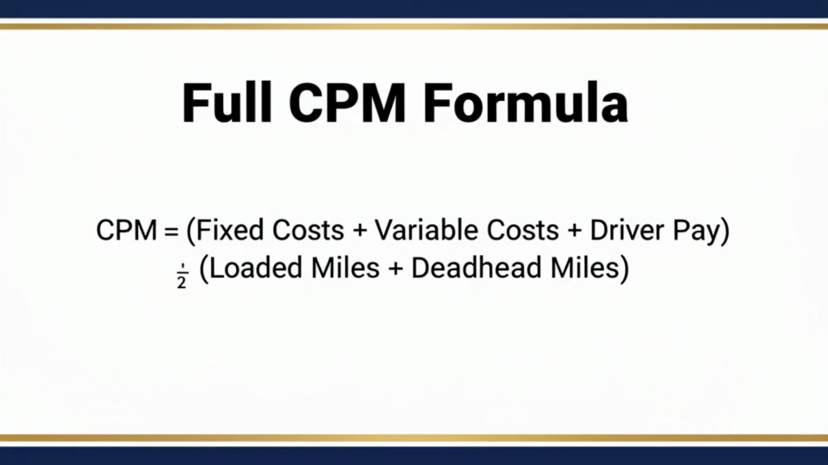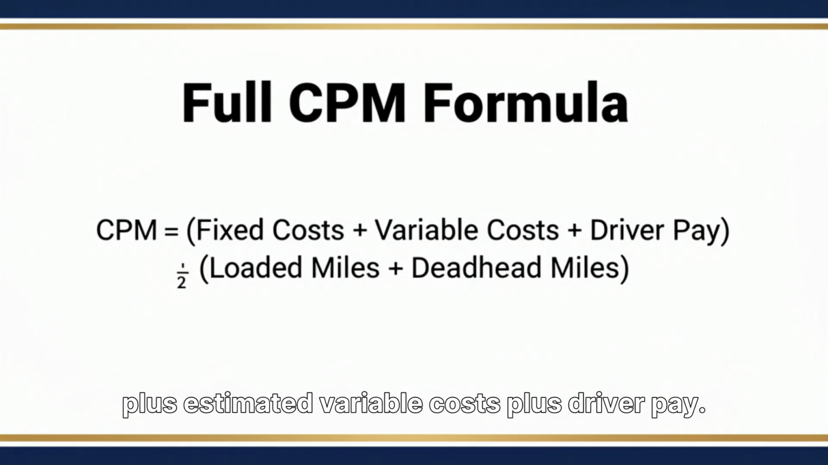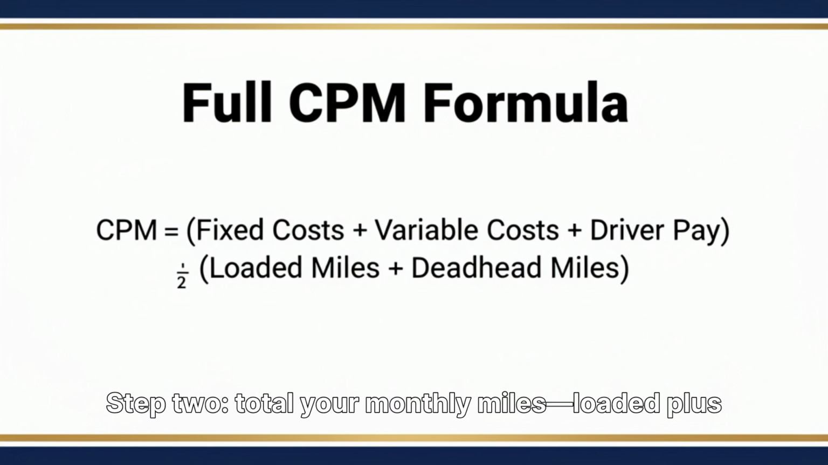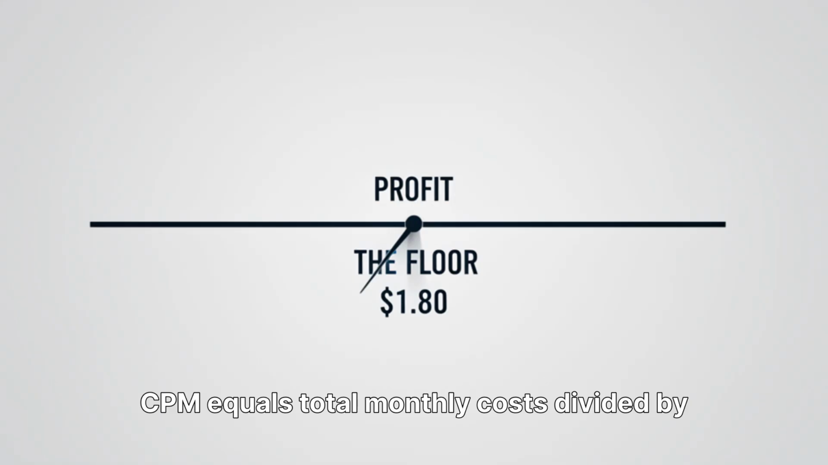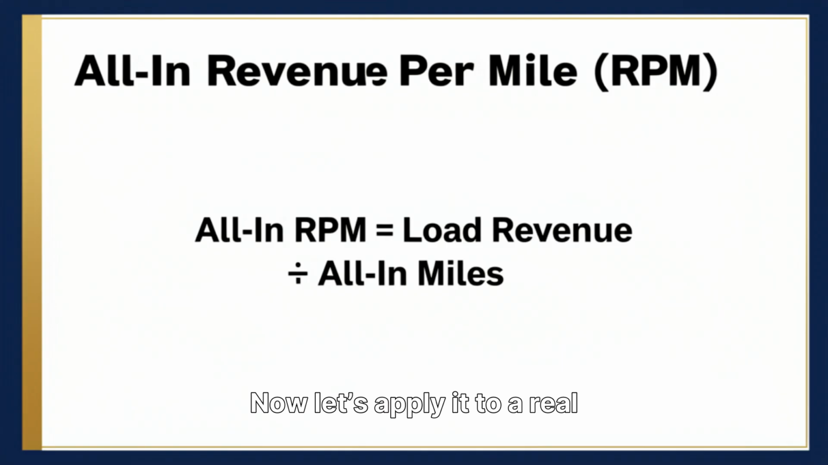Now, the formula. Step 1. Total your monthly costs. Fixed costs plus estimated variable costs plus driver pay. Step 2. Total your monthly miles. Loaded plus deadhead. Step 3. Divide. CPM equals total monthly costs divided by total monthly miles. That number is your floor. If your CPM is 180, then 180 is break-even. Below that, you lose money. Above that, profit begins.